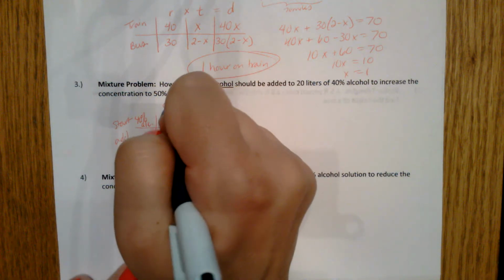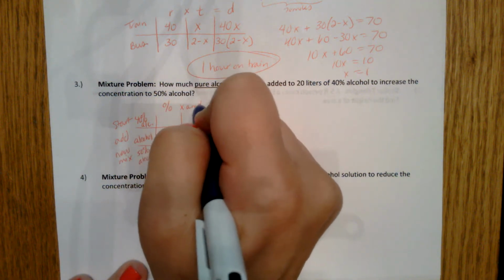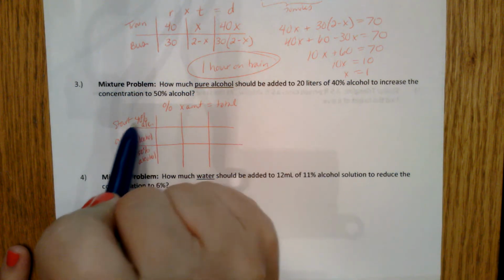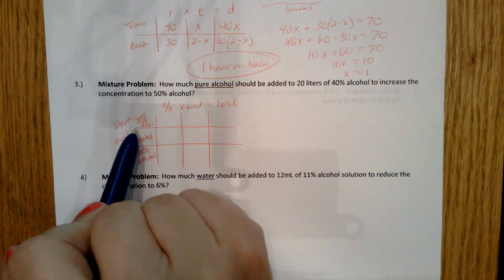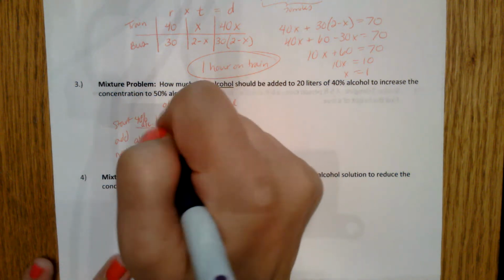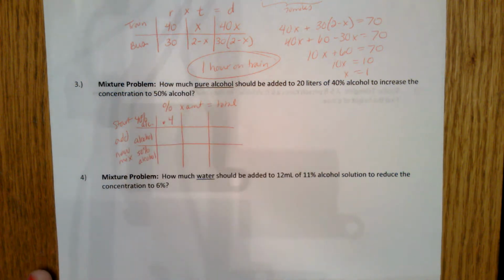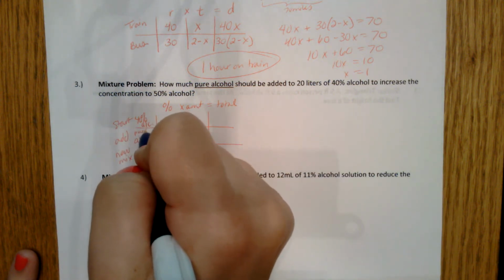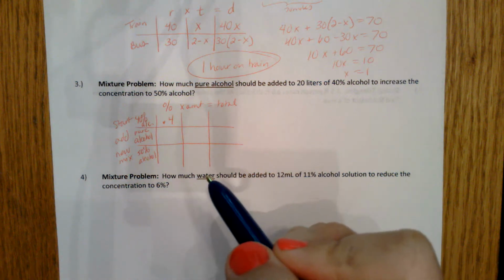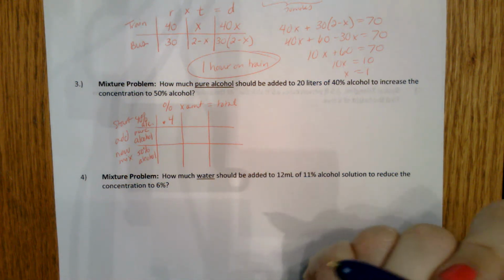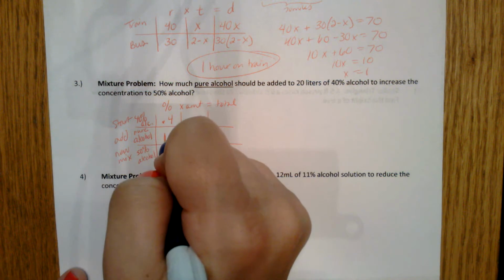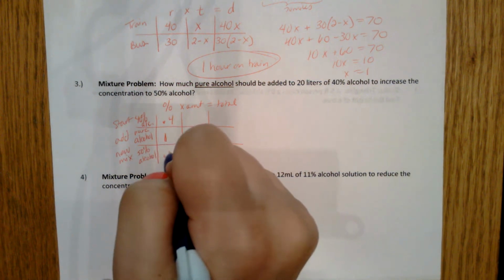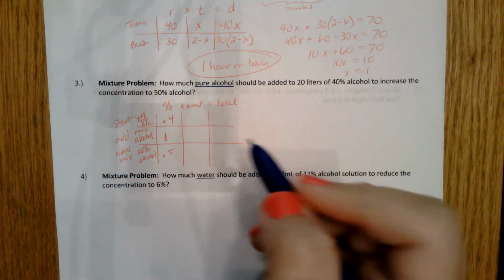Now when you go to do these mixture problems, you always have a percent times an amount equals a total. The percent of alcohol in 40% alcohol would be 40%, or let's write it as a decimal, 0.4. The percent of alcohol in pure alcohol is 100%, because you're adding pure alcohol. So that would be 1. The percent in 50% would be 0.5. Move the decimal over twice.